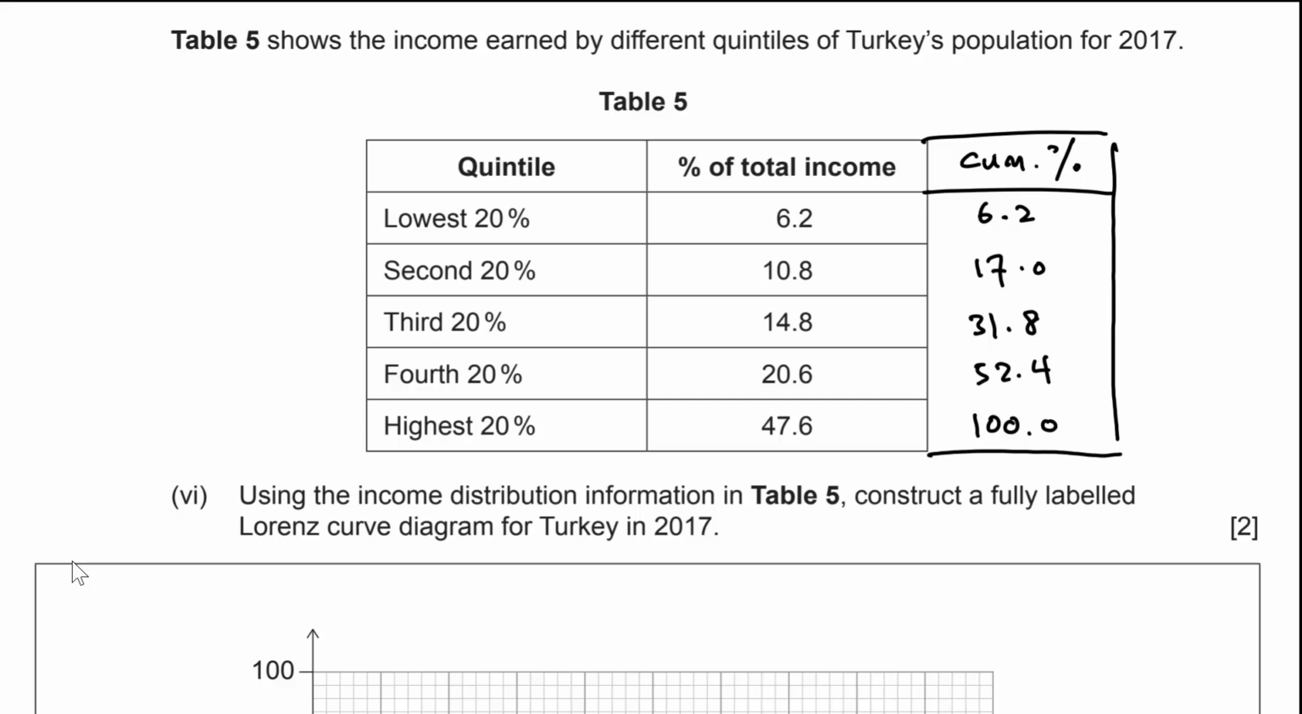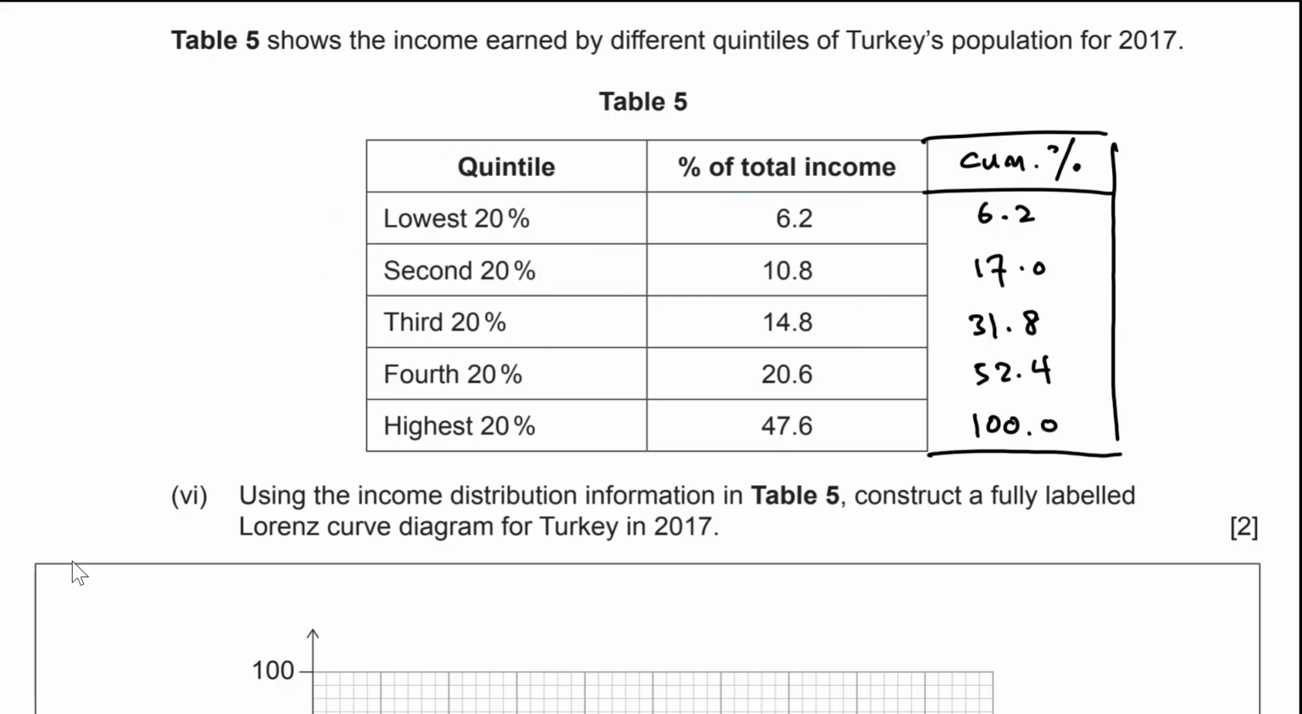Okay, so table 5 shows the income earned by different quintiles of Turkey's population for 2017. So here, the lowest 20%, these are what we call quintiles, by the way. The lowest 20% earn about 6.2% of the nation's total income. The second 20% account for about 10.8% of the nation's total income. The third 20%, or third quintile, account for about 14.8% of the nation's total income, and so on.